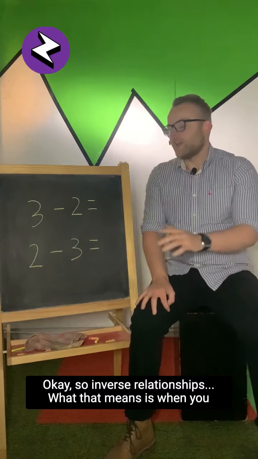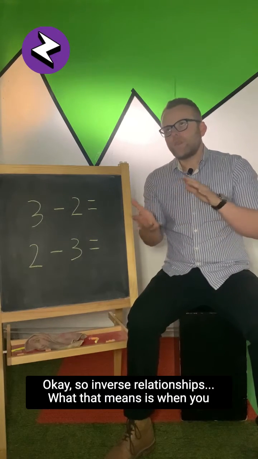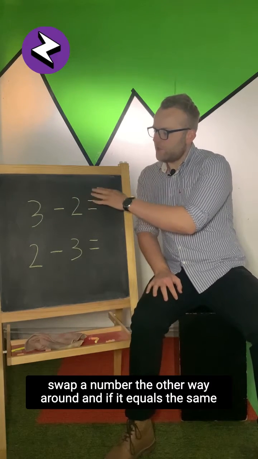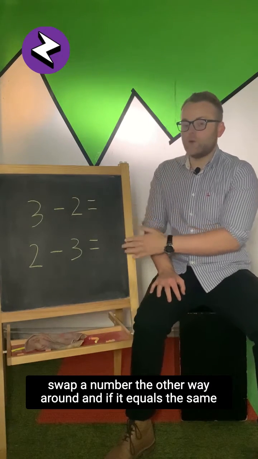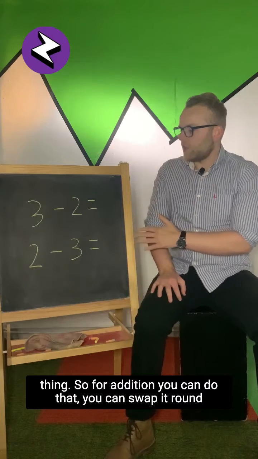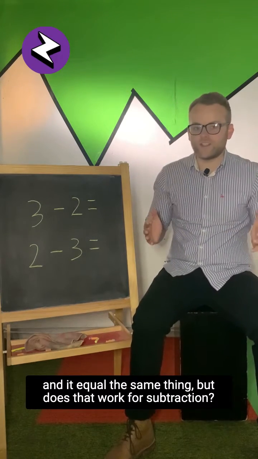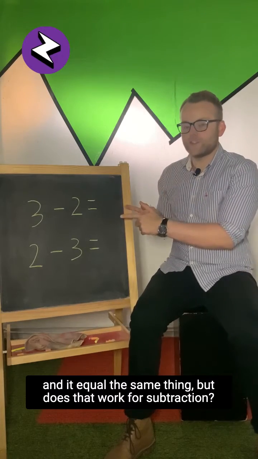Okay, so inverse relationships. What that means is when you swap a number the other way around, it equals the same thing. So for addition, you can do that. You can swap it round and it equals the same thing. But does that work for subtraction?